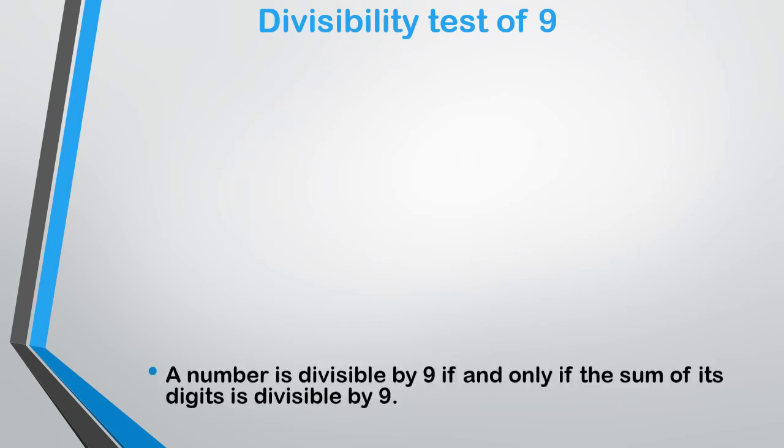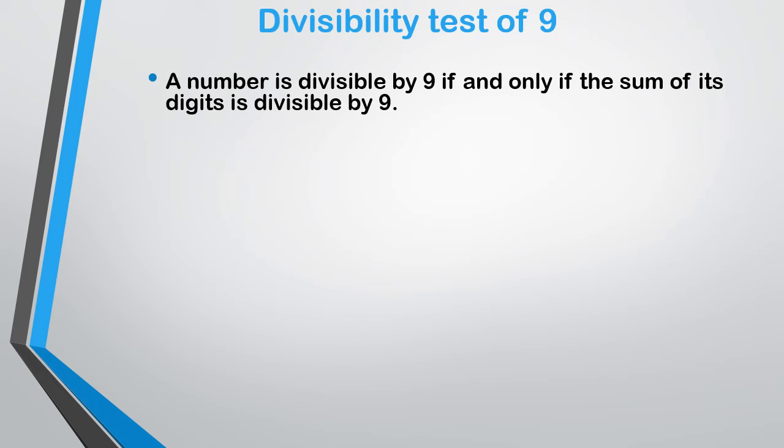Divisibility test of 9. A number is divisible by 9 if and only if the sum of its digits is divisible by 9. Like the divisibility test of 3, we follow the same method for the divisibility test of 9. That means we have to find the sum of digits, then check whether the sum of digits is divisible by 9 or not.